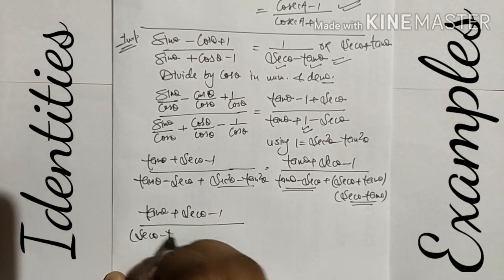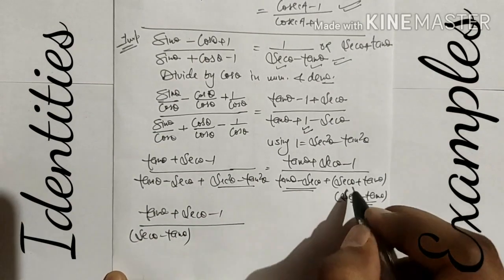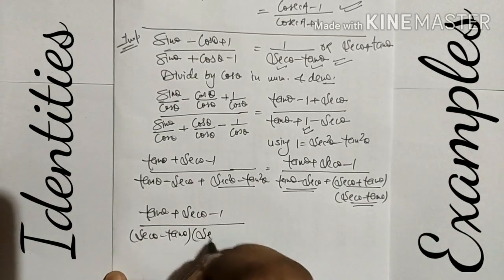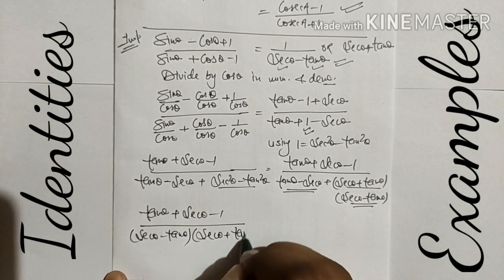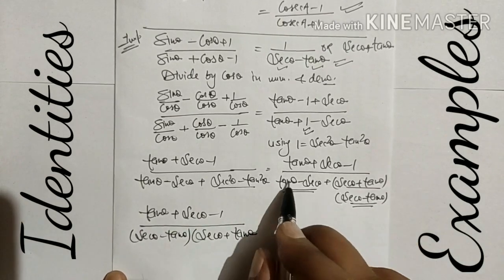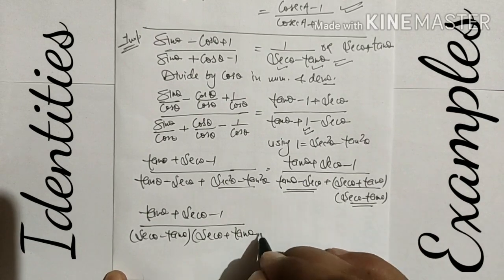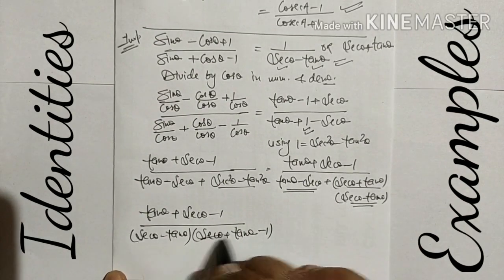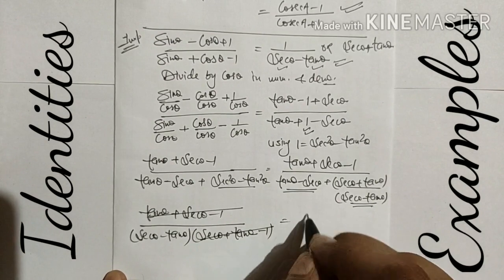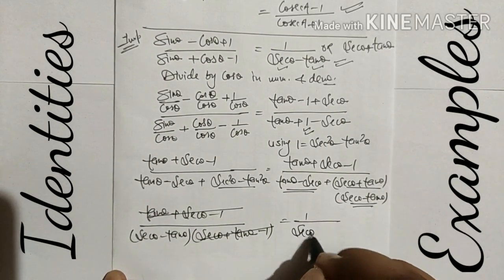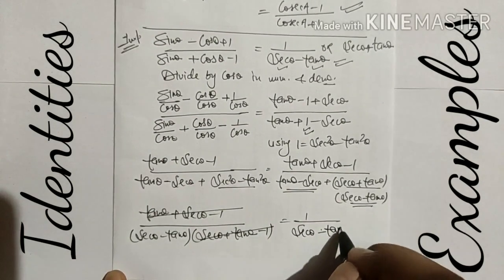From here, what we are left with is secant plus tangent. If you see this term, tangent theta is opposite sign, secant is also opposite sign. If we take common, minus 1 is left. If you see, this bracket cancels out, so we get 1 upon secant theta minus tangent theta.